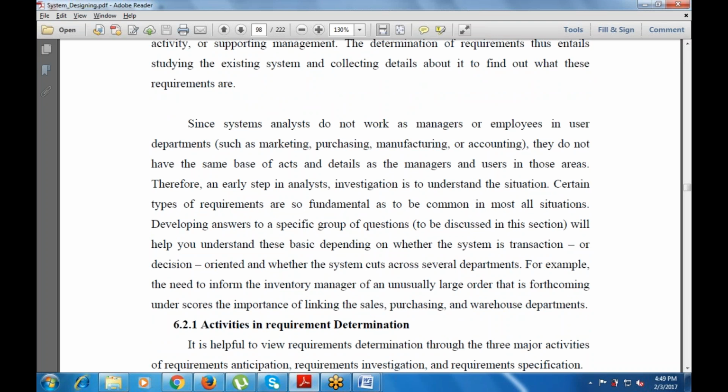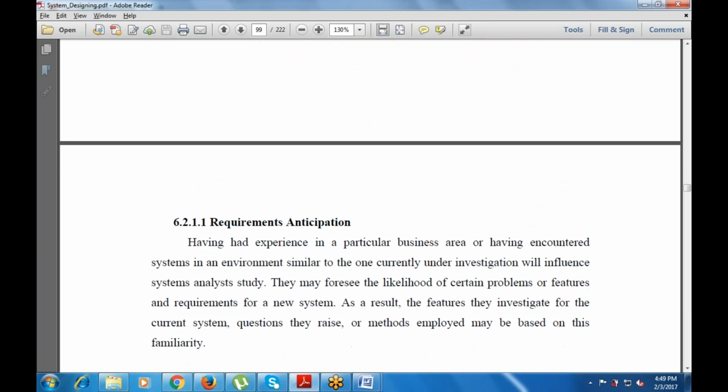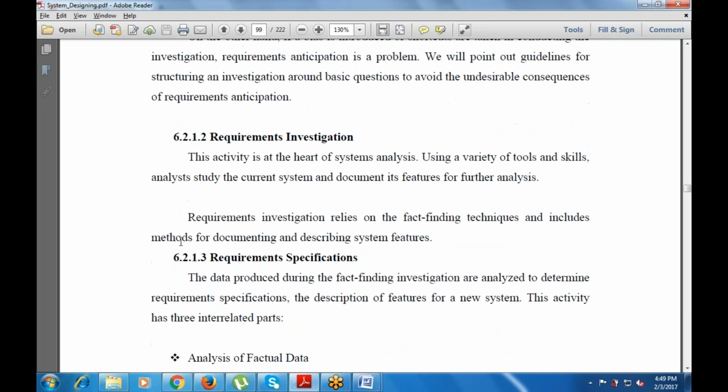Now, what are the various activities performed in requirement determination? First is the requirement gathering that we have done. Then requirement investigation. That means we separate the various requirements into multiple parts, into multiple chunks. Using a variety of tools and skills, analysts study the current system and document its features for further analysis. This also relies on fact-finding techniques and includes methods for documenting and describing the system features.